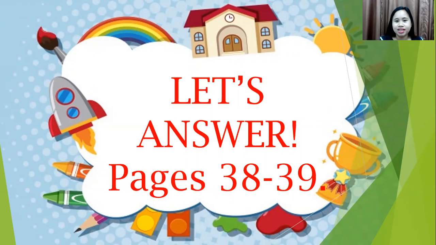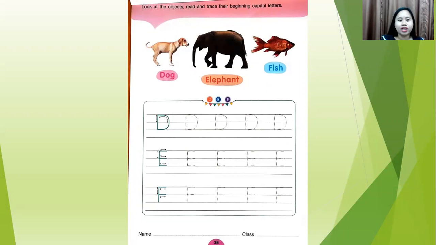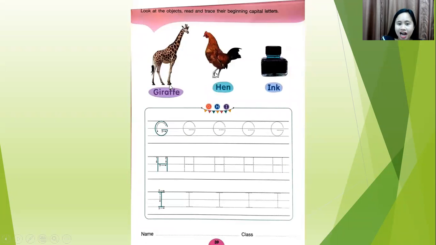Now let's proceed with this one. This is the direction. Look at the objects, read and trace their beginning capital letters. This is the dog, the elephant, the fish. This is the capital letter D, E, F. Next is giraffe, hen, ink. This is the capital letter G, letter H, letter I. Is that clear? Yes, it is clear.